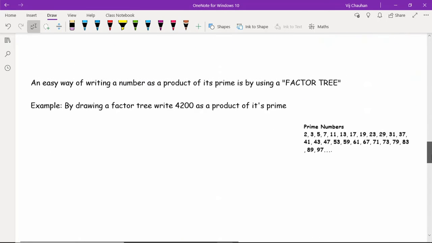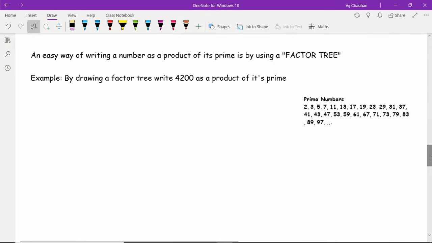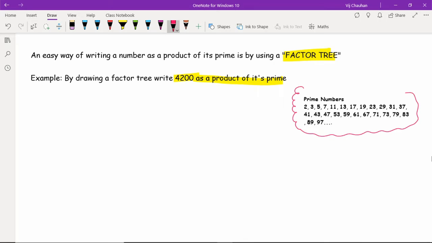So let's have a look at doing this. An easy way of writing a number as a product of its prime factors is by using what we call a factor tree. The best way of doing this is to go through an example. We've got 4,200 and we want to write this as a product of its primes. What's really handy with these questions is if you have your list of prime numbers either in your head or visibly seen close by.